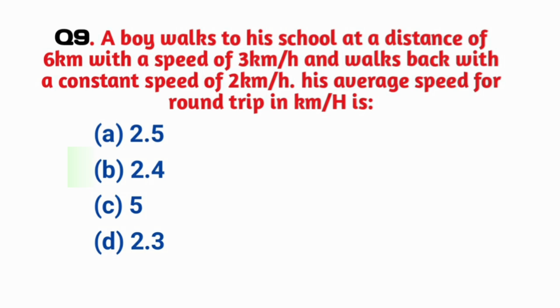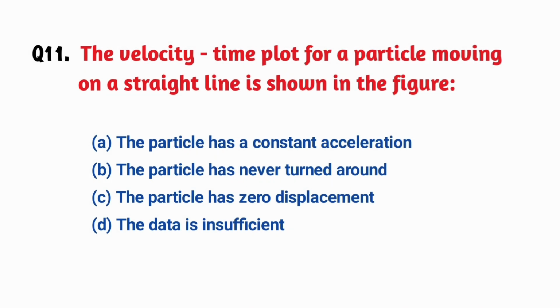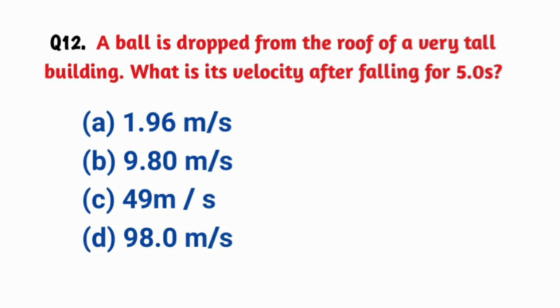Option B is correct. The area under the acceleration time graph represents. Option C is correct. The velocity time plot for a particle moving on a straight line is shown in the figure. Option A is correct. A ball is dropped from the roof of a very tall building. What is its velocity after falling for 5.0 s?